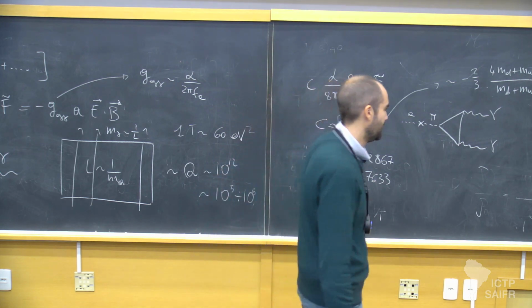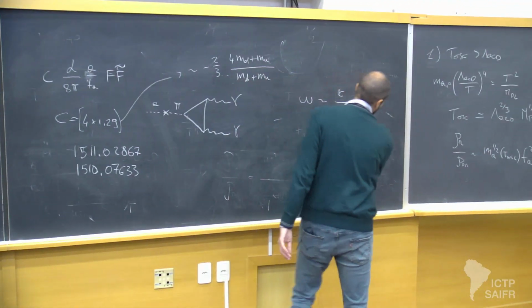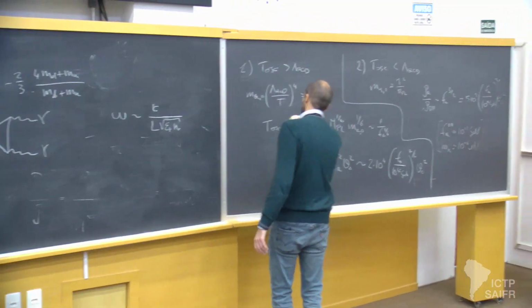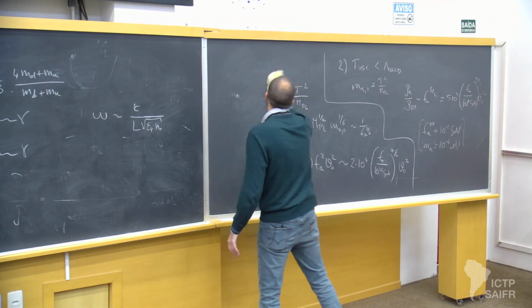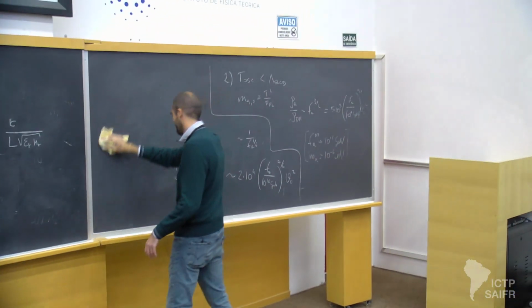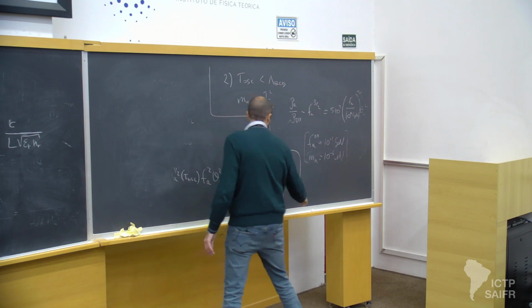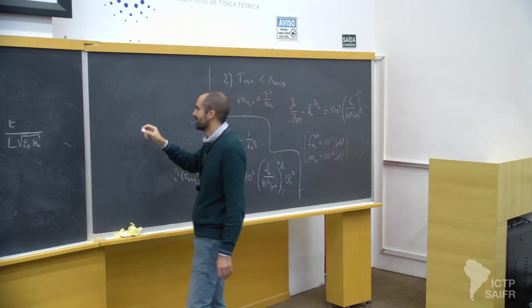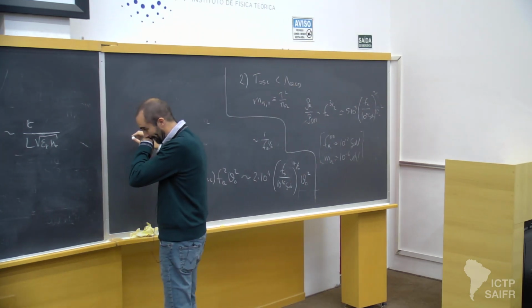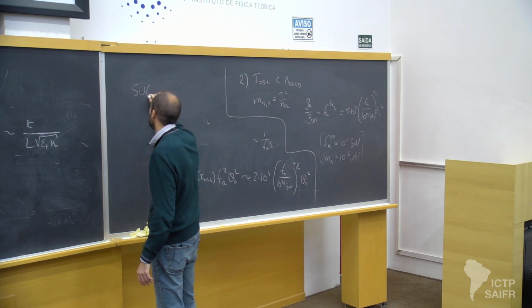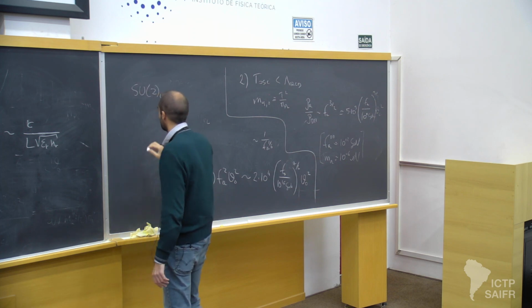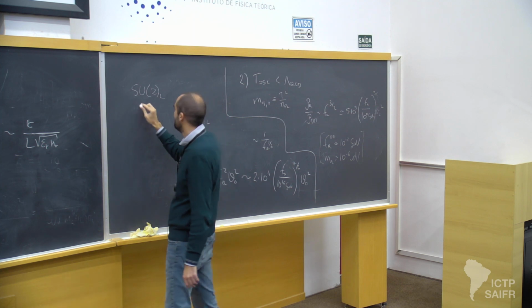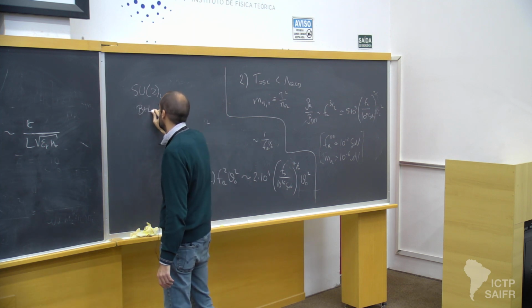Yes, so let me answer the second one first, because it's faster. The answer to the second one is that the symmetry that is anomalous under SU(2) left, so the U(1) in the standard model that's anomalous under SU(2) left, is B plus L.